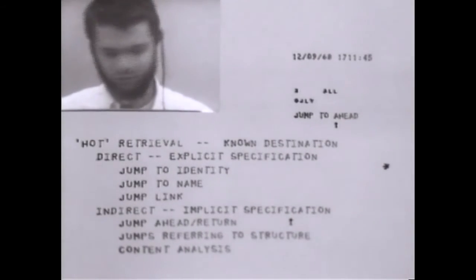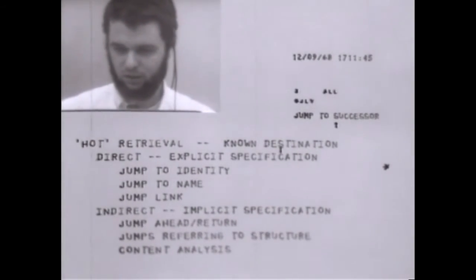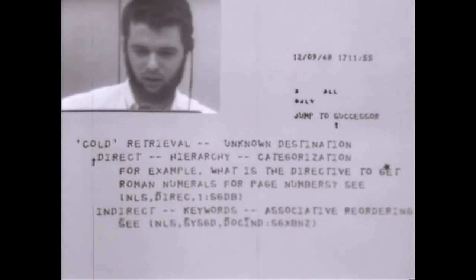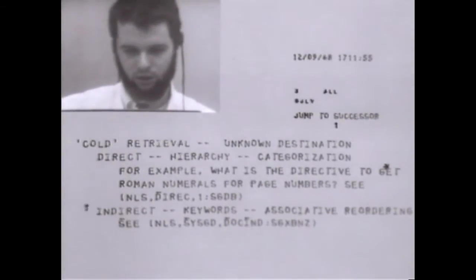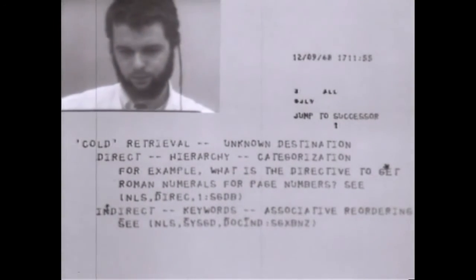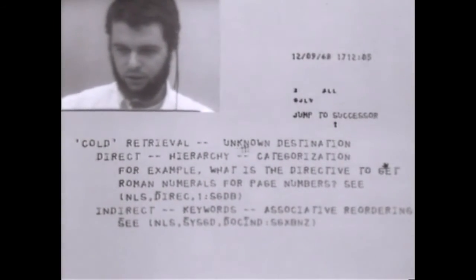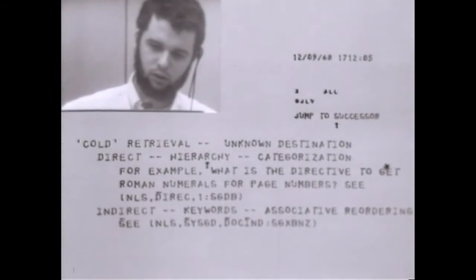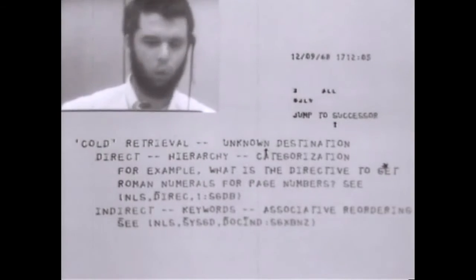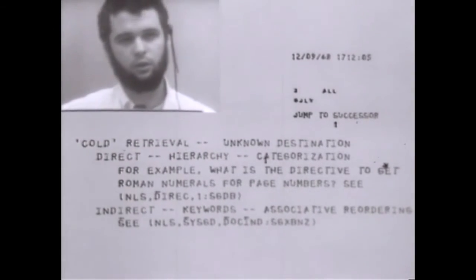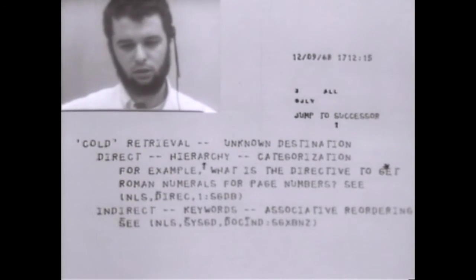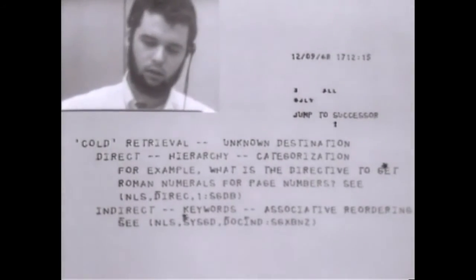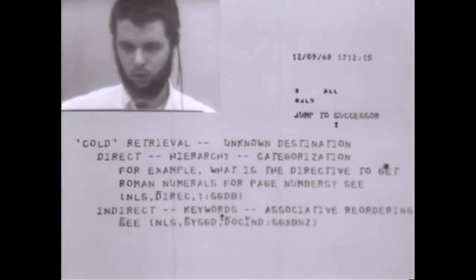Let's go on to the other main branch of retrieval that we're talking about. Here again, I've broken it into direct and indirect. This is the case where the destination is unknown. By this I mean you don't know where the information is, but you're able to describe it, or you know enough about it that you can find it either in a hierarchy or by describing it with keywords.